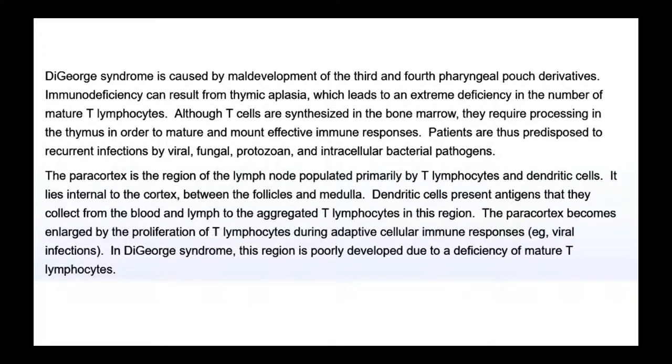So, and that's why this patient had some infections, because if there are no T cells matured in the thymus after they leave the bone marrow, there can be predisposition to mostly viral infections, but can be protozoa and also other bacterial pathogens. And we know that T cells reside mostly in paracortex of the lymph node.